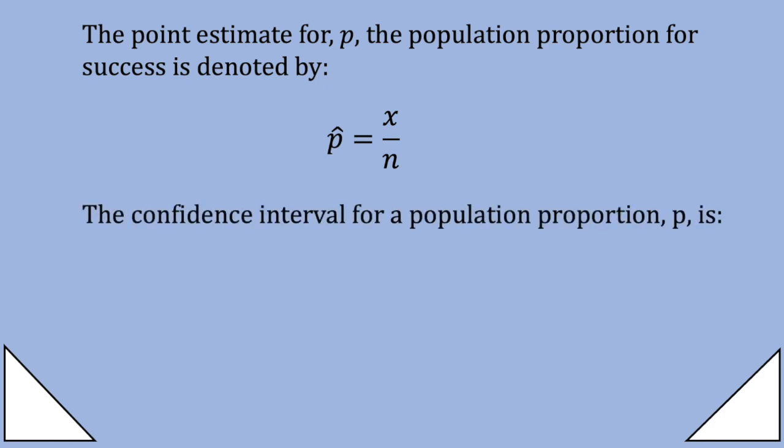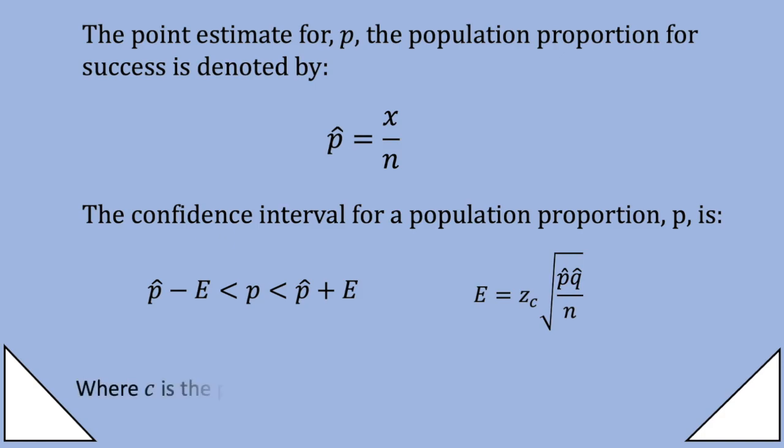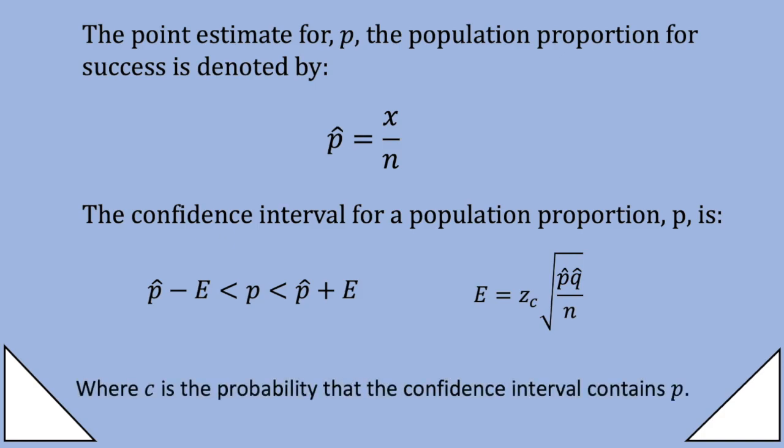A confidence interval for a population proportion is P hat minus the margin of error and P hat plus the margin of error. And the margin of error is the z-value for confidence intervals times the square root of P hat times Q hat divided by N. And of course, C is the probability that the confidence interval contains P. So there's a lot going on there. Let's just break it down by using an example.